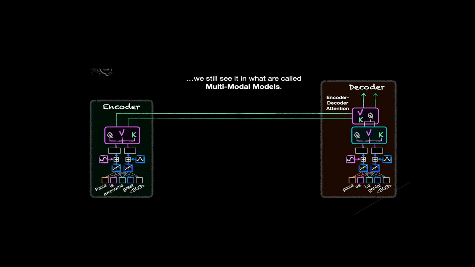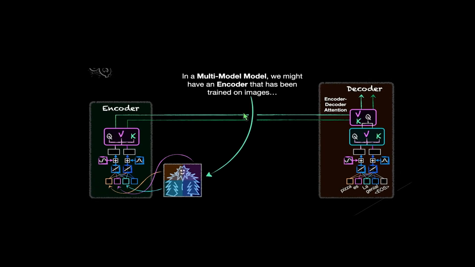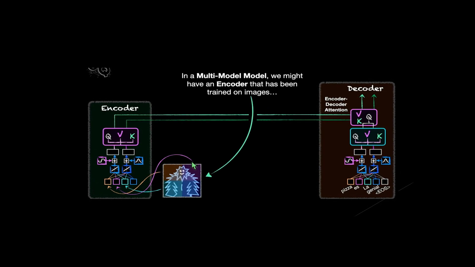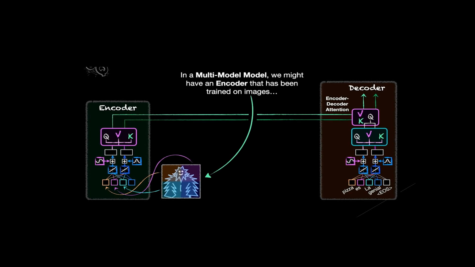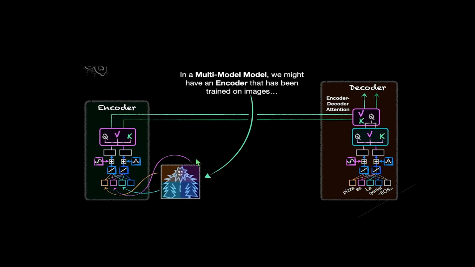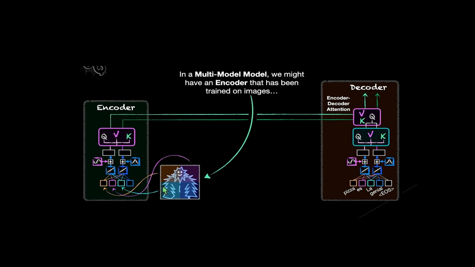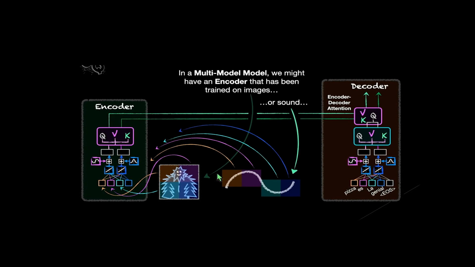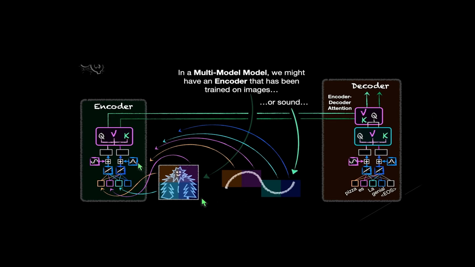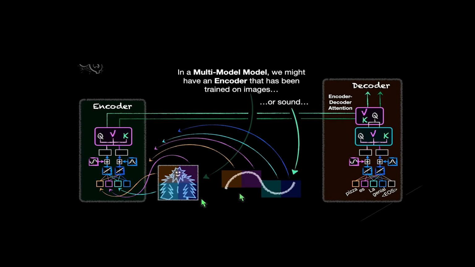We have an encoder that is capable of processing different types of input, such as images or sounds, once it has been trained. For example, if the encoder has been trained on images, it can identify patterns within those images. Similarly, if it has been trained on audio, it can recognize patterns in sound.